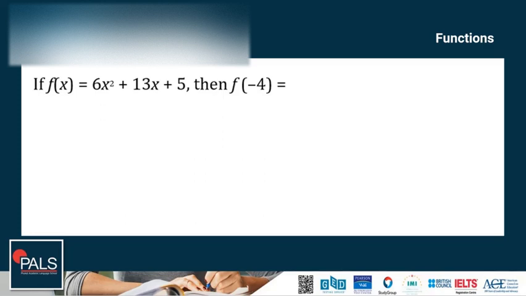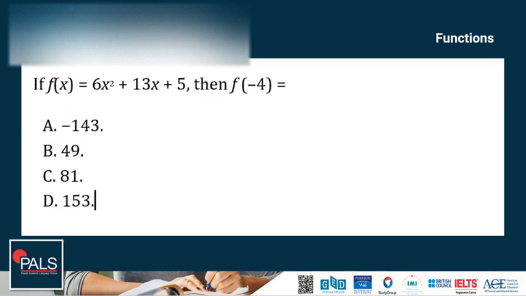Another example, if f of x is equal to 6x to the power of 2 plus 13x plus 5, then f of negative 4 is equal to: A, negative 143; B, 49; C, 81; D, 153.